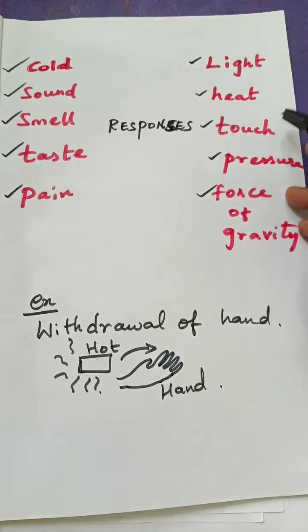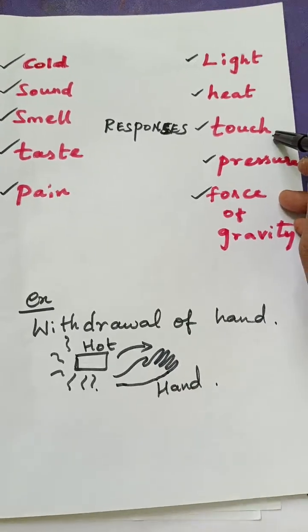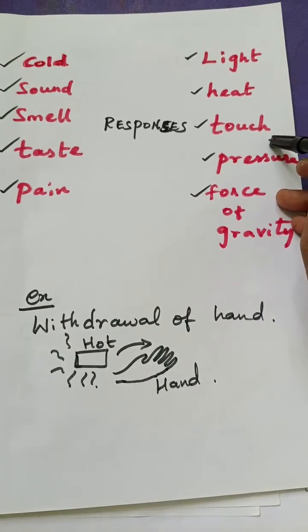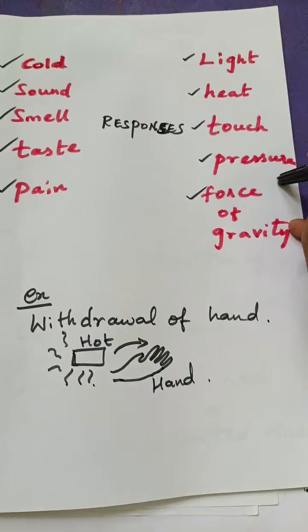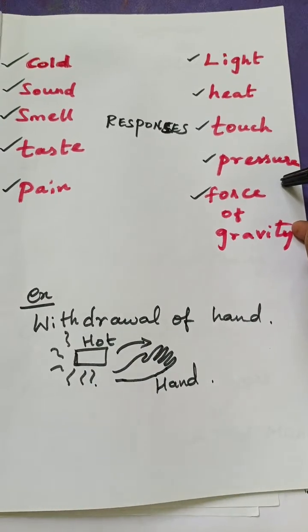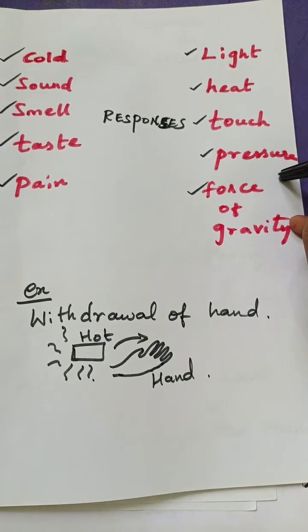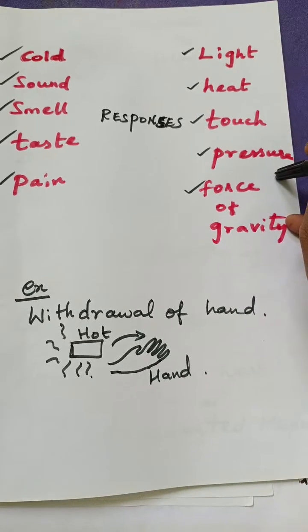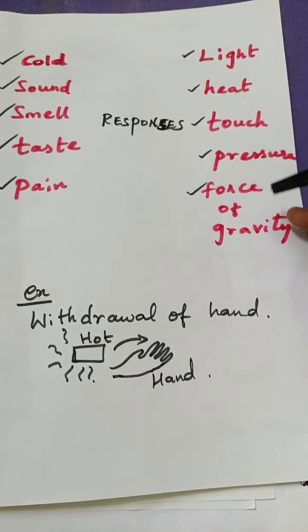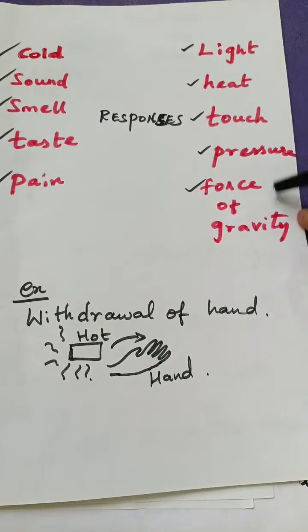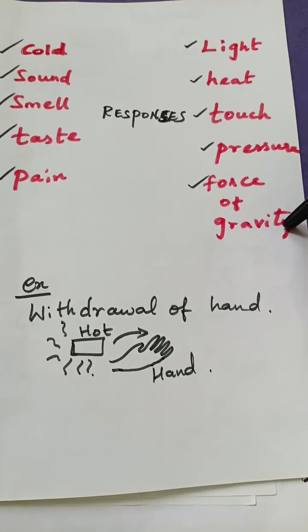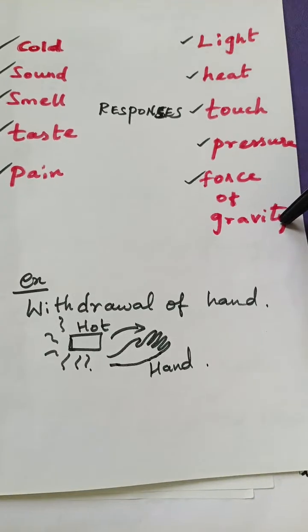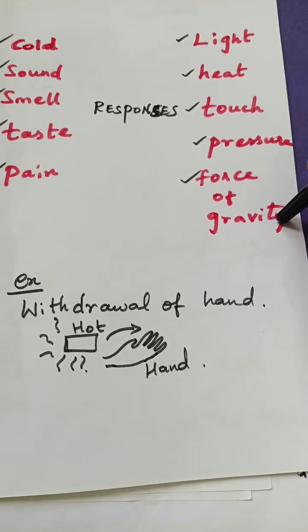When we touch an object, we will identify whether it is soft or smooth, or hot or cold. And pressure: when you want to open any box or any book, any heavy object, we have to apply more pressure and force. And then there is the force of gravity. We respond to the force of gravity also. We will not be floating. We will be falling down if there is no support for us.